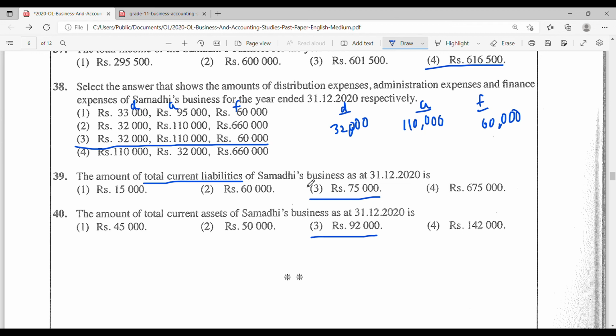So with that we are completing the part 1 of the business studies and accounting past paper.